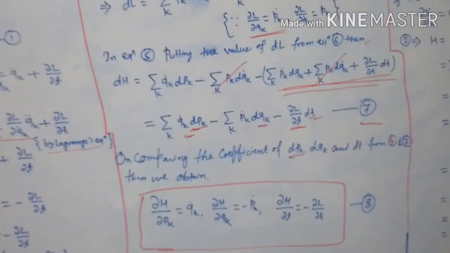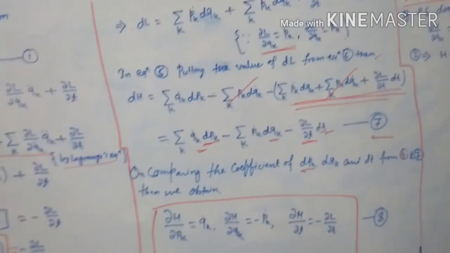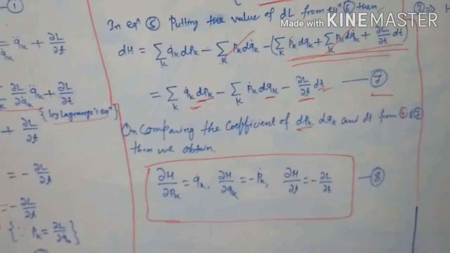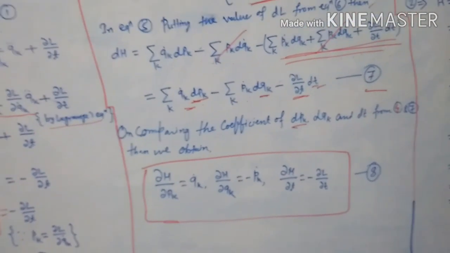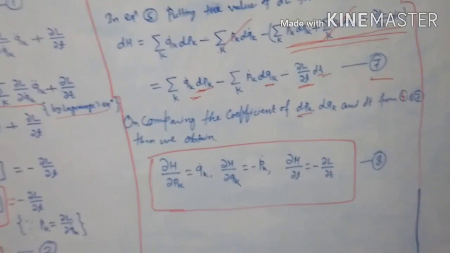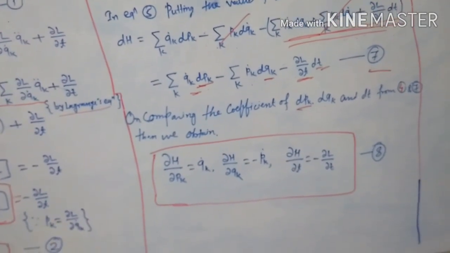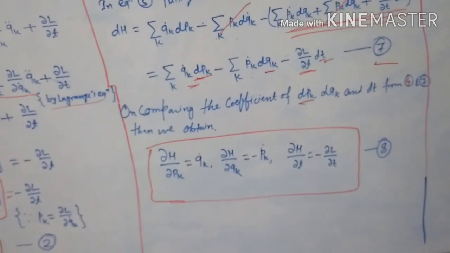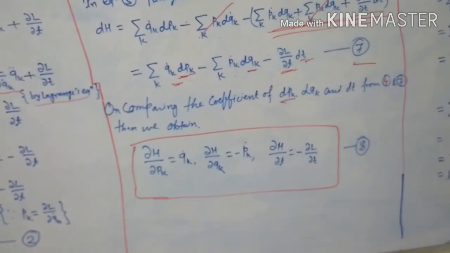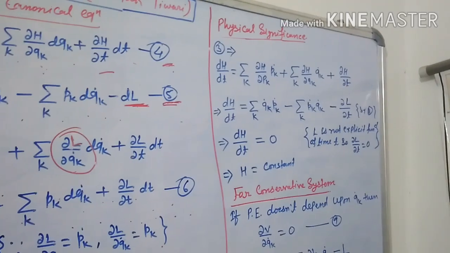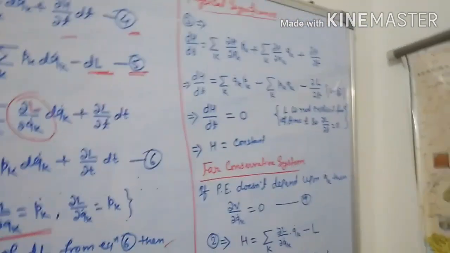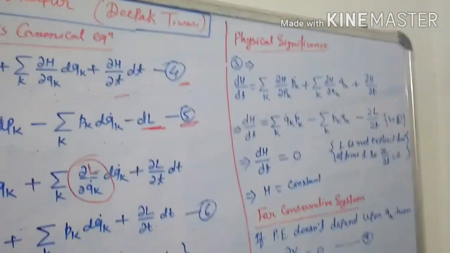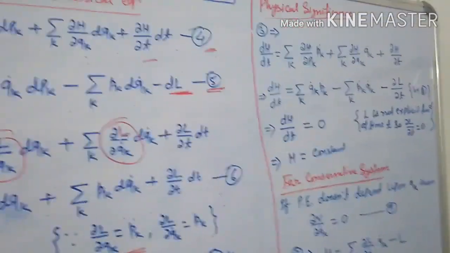In the case of a system of n particles, there are 6n partial differential equations of first order in terms of rectangular coordinates in place of 3n Lagrangian equations, which are represented in equation number 8. Next, we discuss the physical significance of the Hamiltonian function.